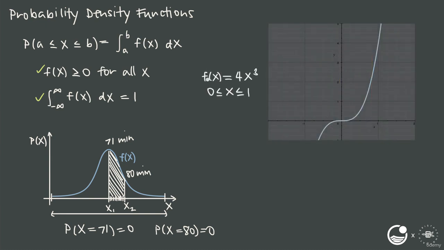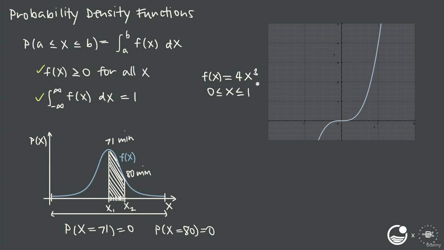We'll say here that this function f of x is a probability density function as long as we define it over the interval 0 to 1. So under this definition, before we move forward, we need to check that we meet both of these criteria here: that f of x is greater than or equal to 0 for all x, and that the total area under the curve is equal to 1.